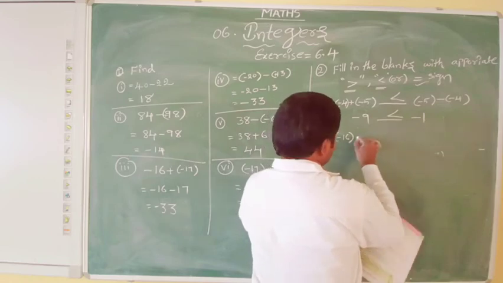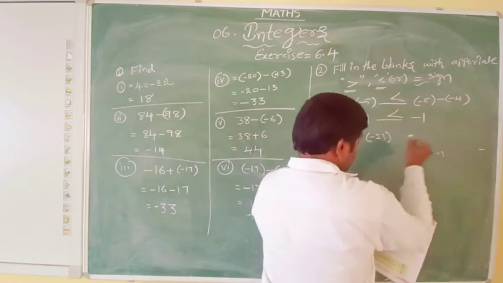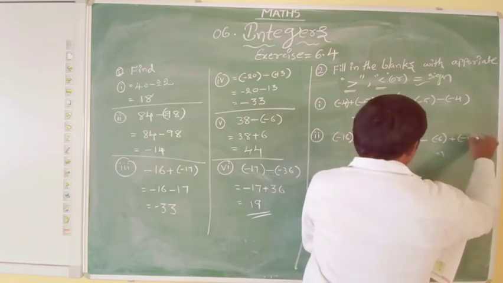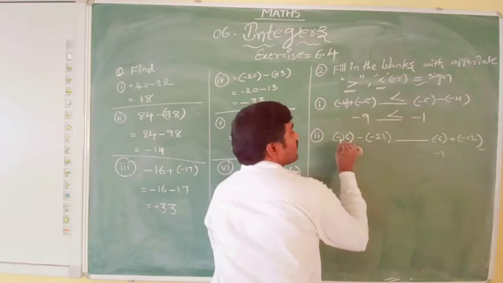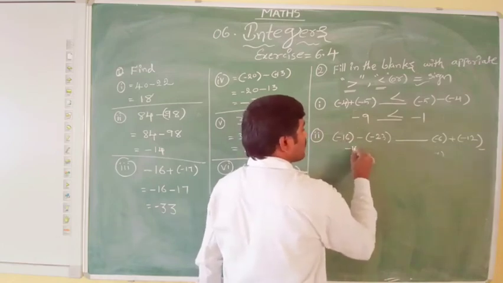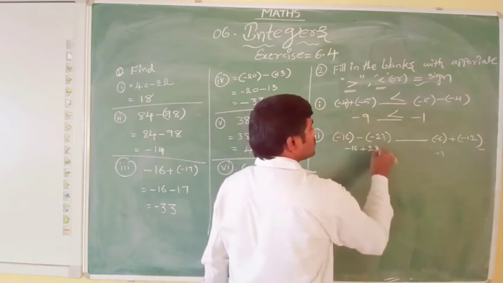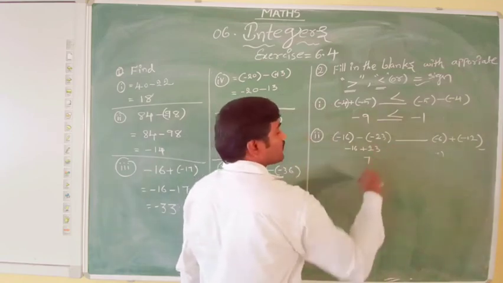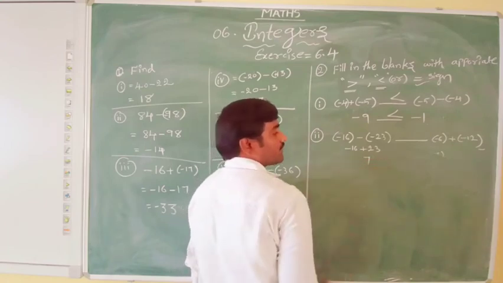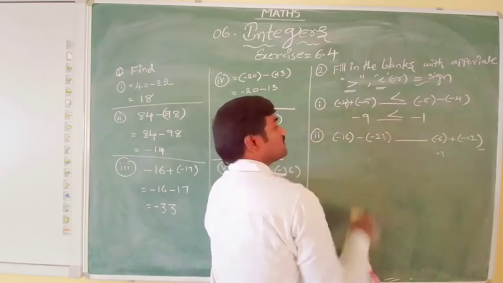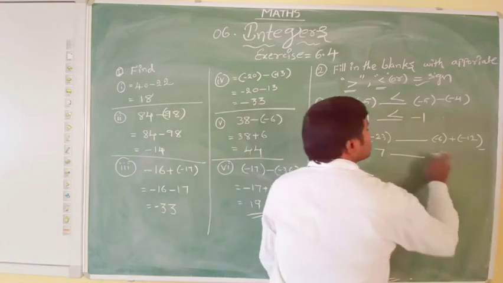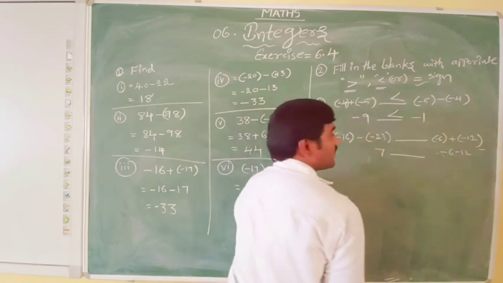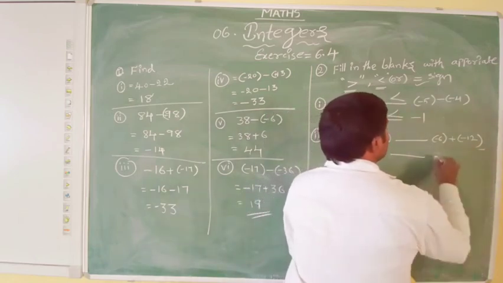Minus 16 minus of minus 23 is equal to minus 6 plus of minus 12. So let us simplify here. Minus 16 minus of minus, that is plus 23. So here we get 7. You are getting the answer as 7 here, so plus 7. Here this side we will do. Minus 6 plus into minus 12, that is equal to minus 18. Minus 6 minus 12 is minus 18.